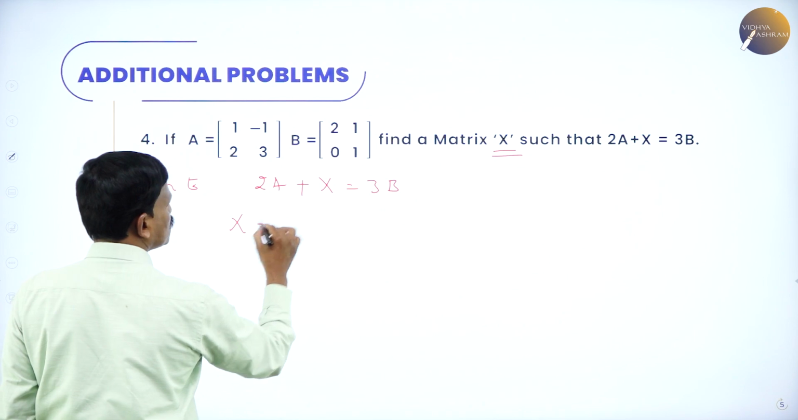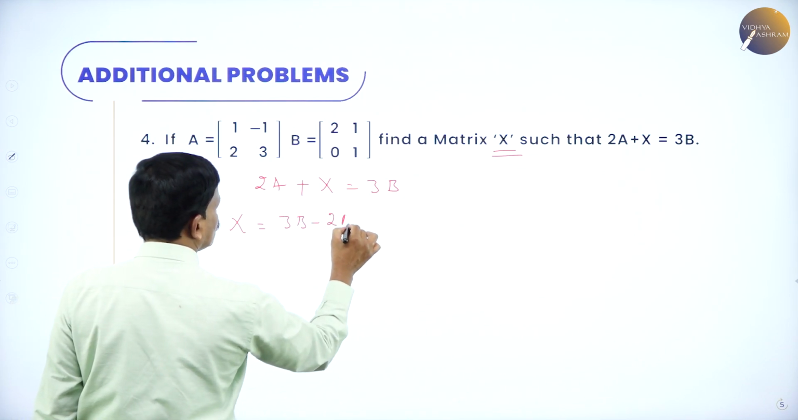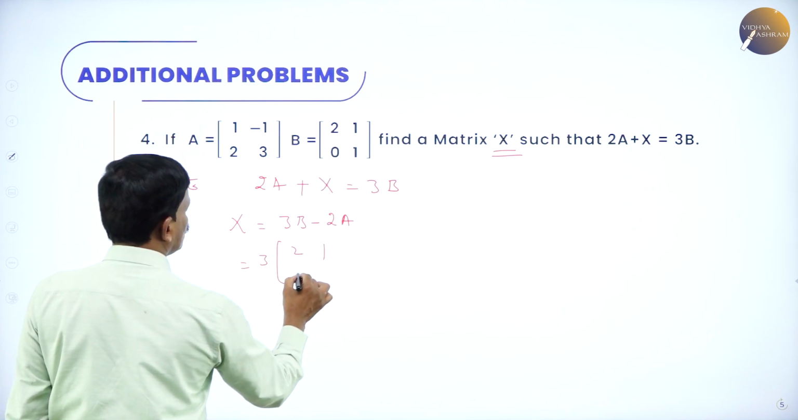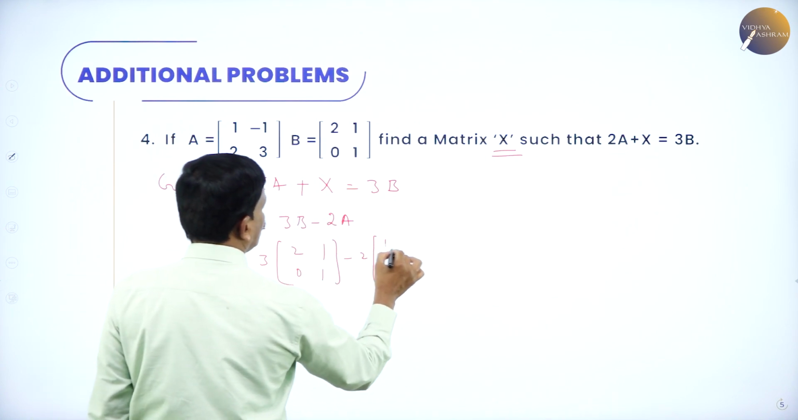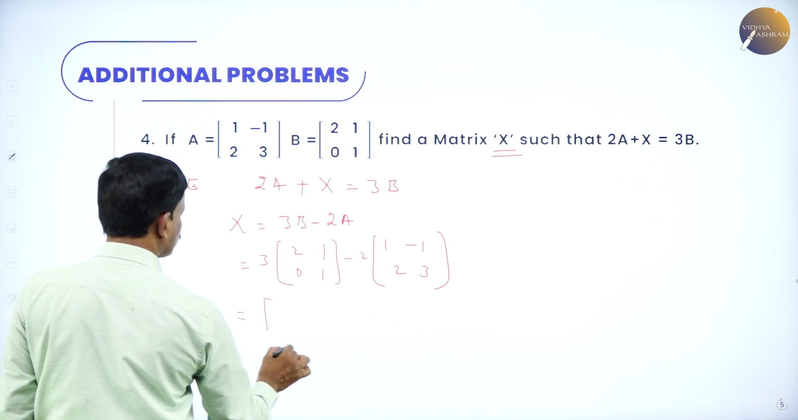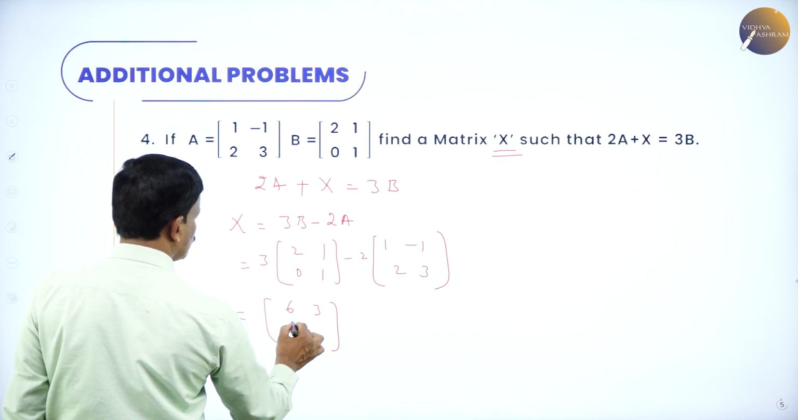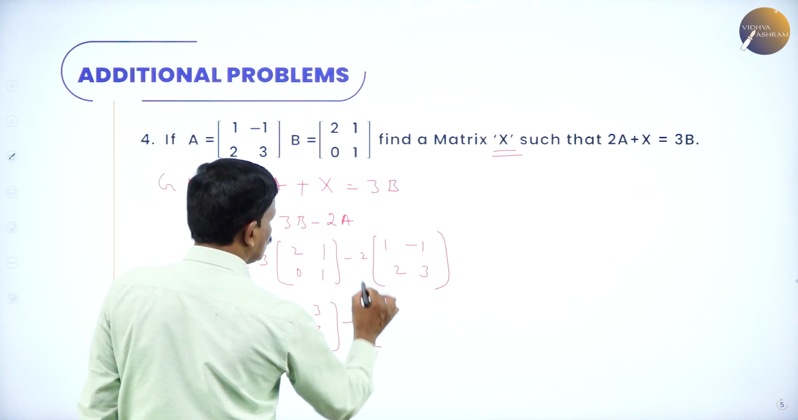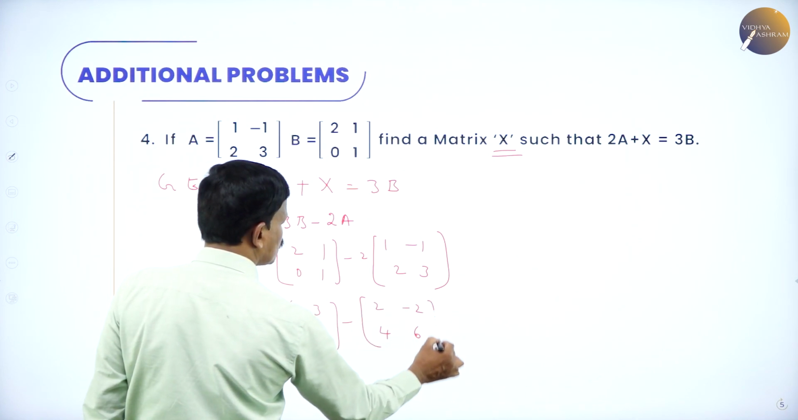So you just keep X and transfer this. This becomes plus 3B minus 2A. That's all. Now this is 3 into B. What is B? 2, 1, 0, 1 minus 2 into A. 1, minus 1, 2 and 3. So that is equal to 3 2s are 6, 3 1s are 3, 3 into 0 is 0, 3 1s are 3. Scalar multiplication minus 2 into 1 is minus 2, minus 2, 4 and 3 2s are 6.